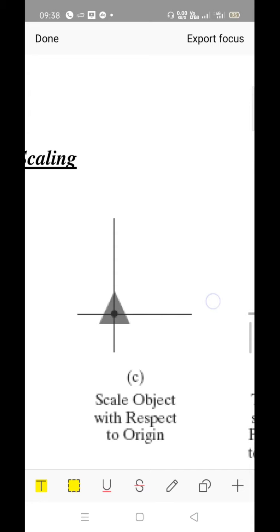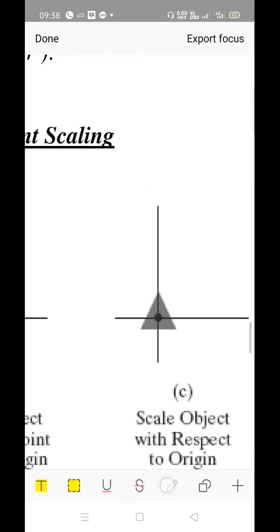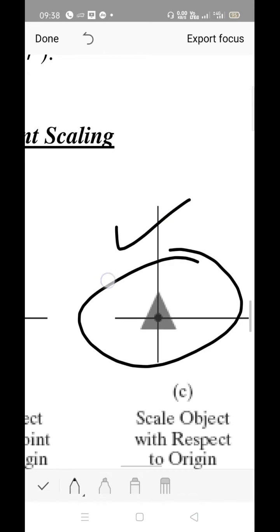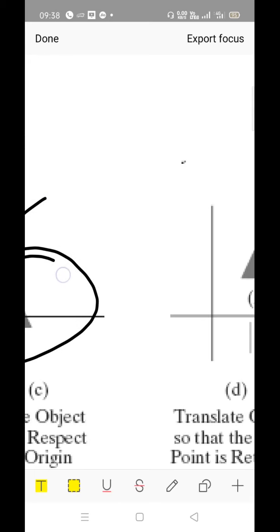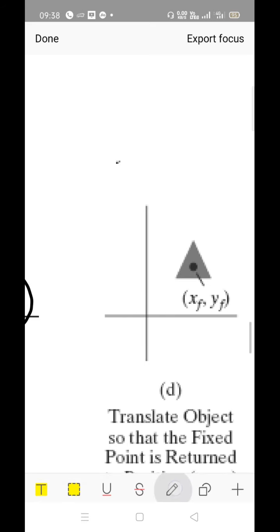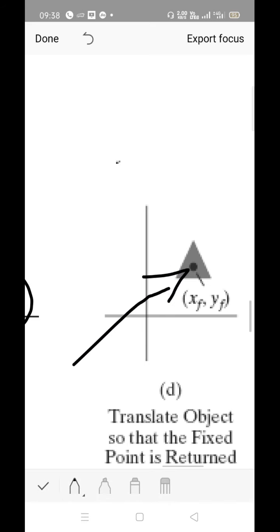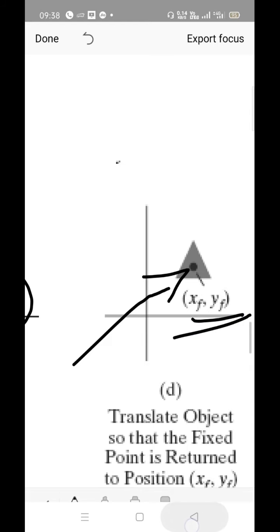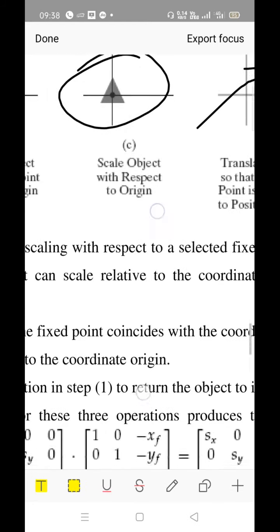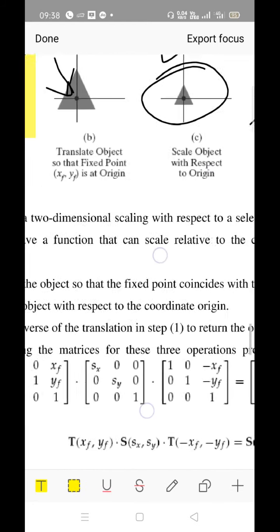Then the next step, see, it is resized, the size is reduced, which you can see here. The model is resized. Once scaling is done, you are supposed to perform the translation. Again, you have to take the object back to the original location. What was the original location? xf, yf was the original location, isn't it?